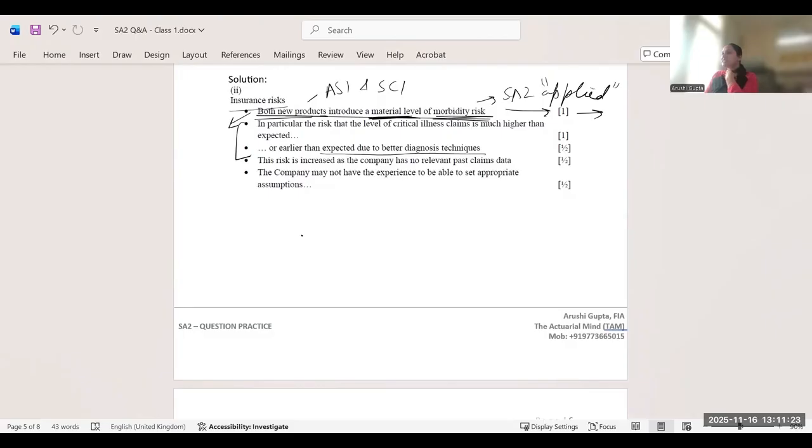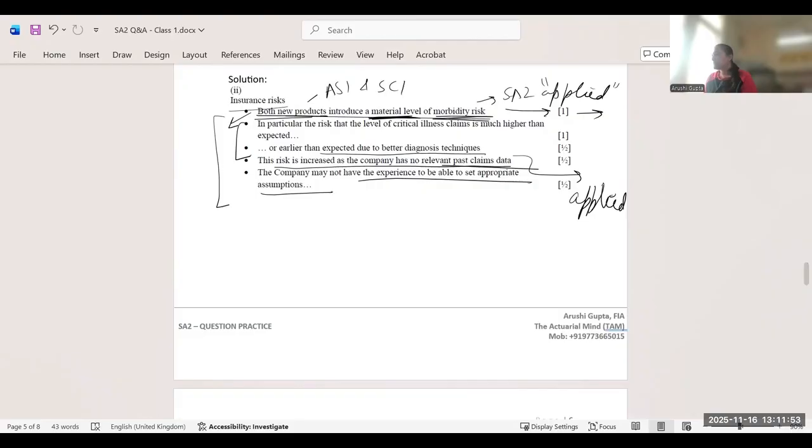ठीक है. Then it is saying this risk is increased as the company has no relevant past claim data. अब ये कंपनी पहली बार लॉन्च कर रही है तो again it's an applied answer कि डेटा का इशू यहाँ पे ज्यादा होगा. The company may not have the experience to be able to set appropriate assumptions. Is this sounding fine to you? Are you able to see कि हम ऐसा क्यों नहीं सोच पा रहे थे या अब हम सोच सकते हैं ऐसा? That what is the depth of the answer? Yes or no?